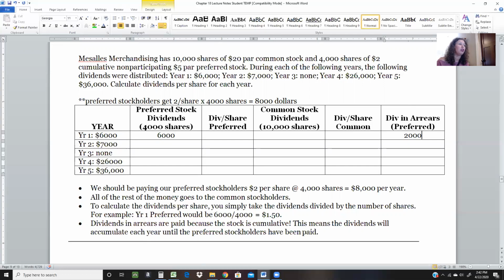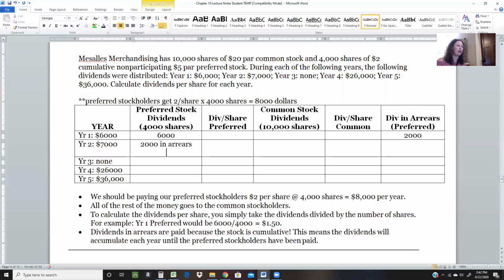Okay? So basically, I wish I had $8,000 to give out, and then I could take care of my preferred stockholders, but I can't right now because I don't have enough. So I can give them 6, and I still kind of owe them 2. And again, I use the word owe reluctantly, but you get the idea. So the next year, the first thing I need to do is I need to give them $2,000 in arrears.